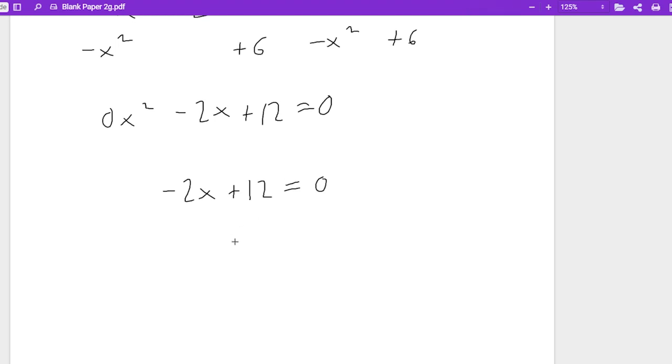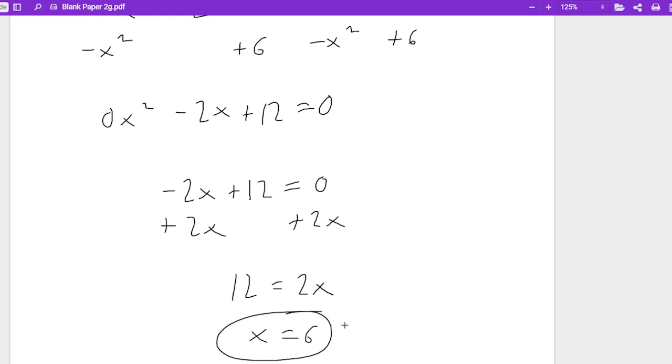This isn't even a quadratic function. This is now linear, which means I can easily add 2x to both sides. So 12 equals 2x, and x is going to equal 6. Again, the secret to all these quadratic equation type problems is you need to get it equal to 0, probably as your first step most of the time.